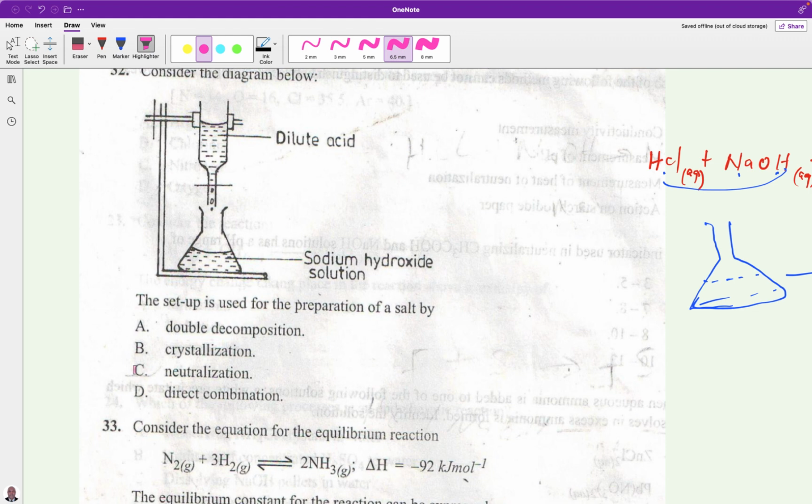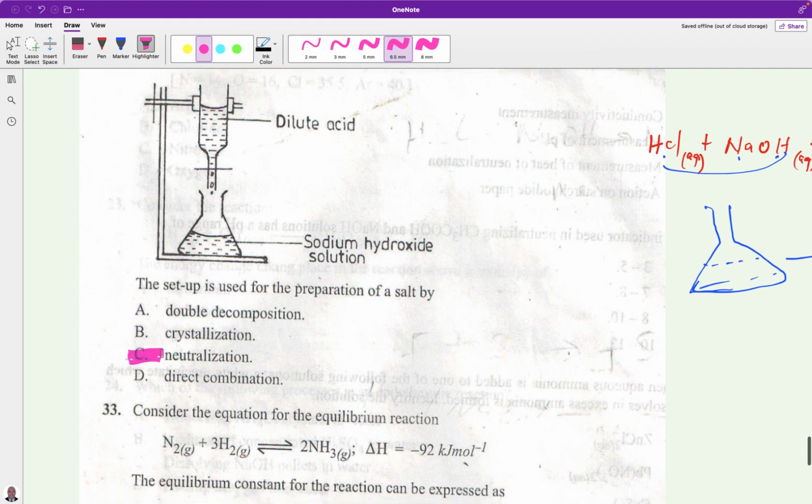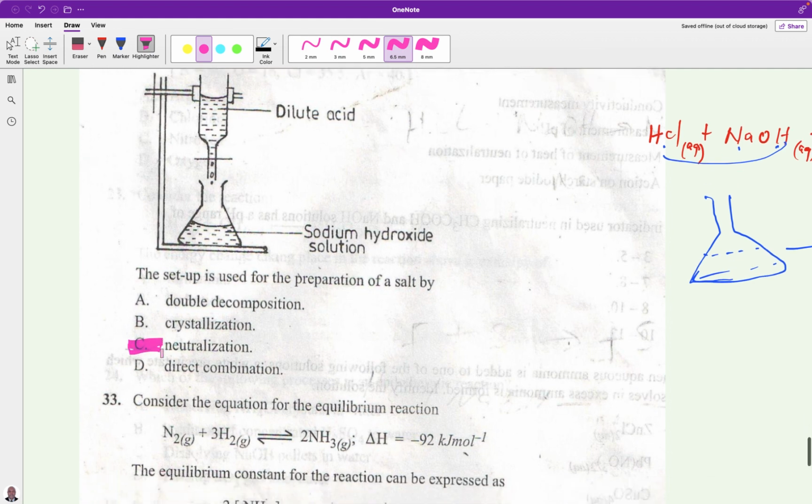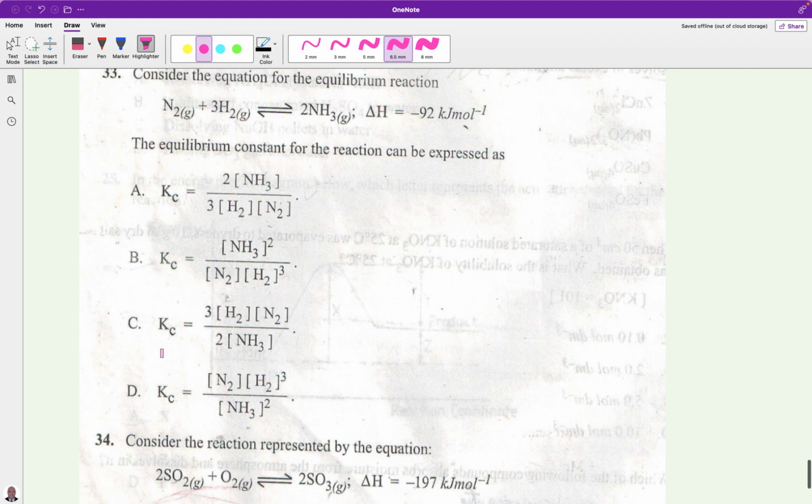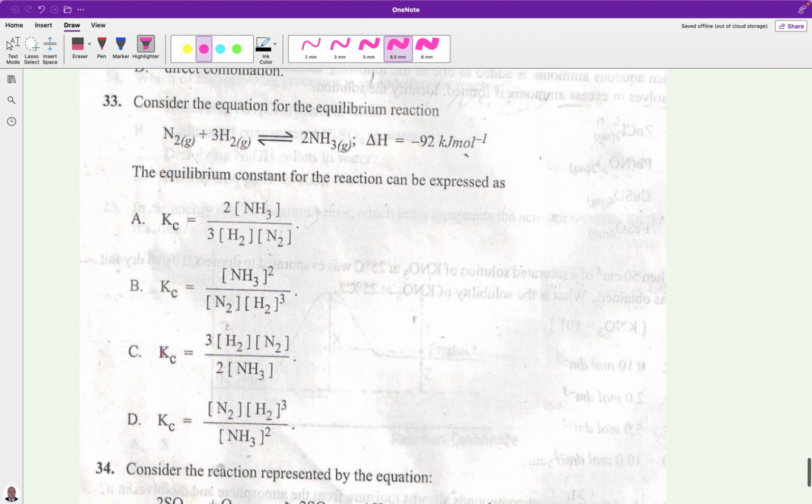Let's go to question number 33. Question number 33 has to do with equilibrium. Consider the equation for the equilibrium reaction. We have nitrogen and hydrogen forming, in an equilibrium condition, 2 moles of ammonia. All are gaseous. The enthalpy change is exothermic, minus 92 kilojoules per mole. The equilibrium constant for the reaction can be expressed as follows.